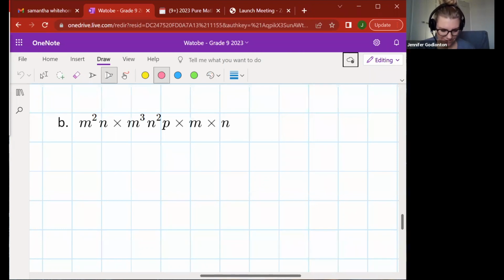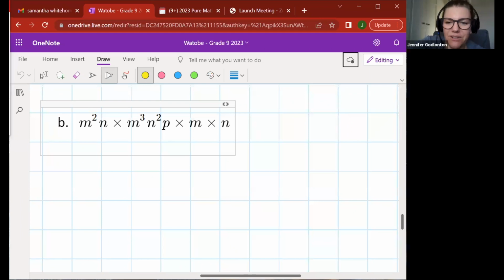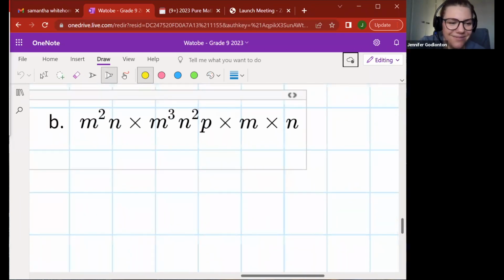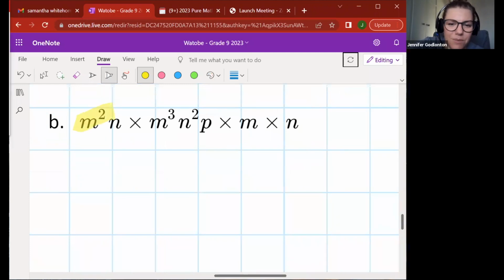Signs, numbers, variables. Let's see how many people can get this one 100% right. I'm going to be so stoked for everyone who gets this. Just going to do some highlighting.